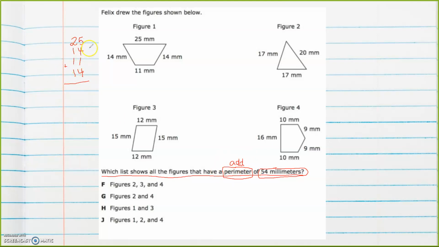So we're going to start in the ones place. 5 plus 4 is 9. Plus 1 more is 10. Plus 4 more is 14. I'm going to put my 4, carry my 1. 2 plus 1 is 3. Plus 1 more, 4, 5, 6. So that's 64.